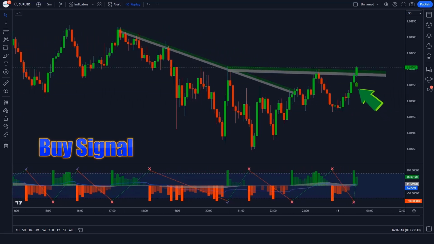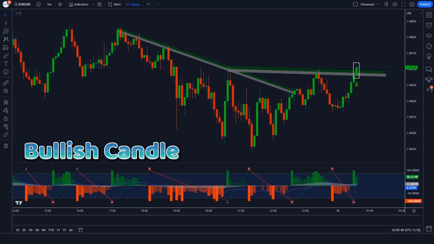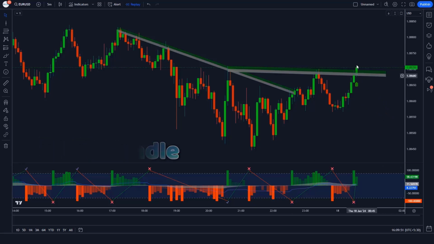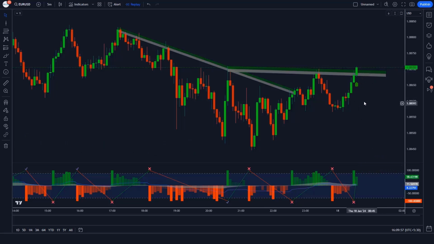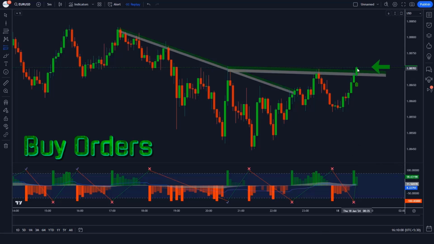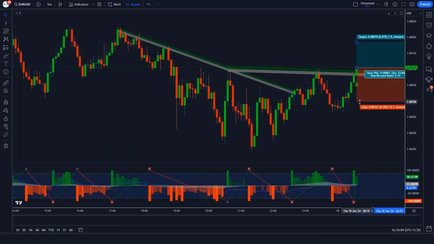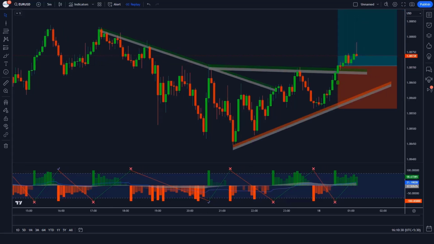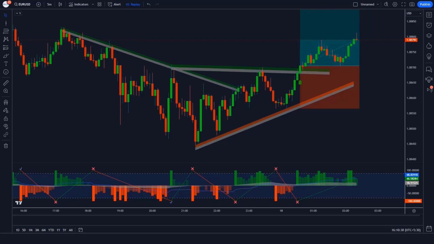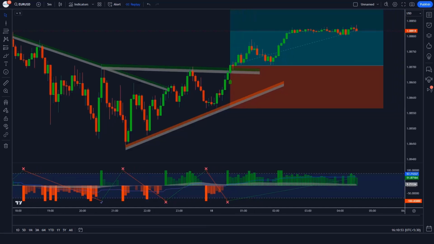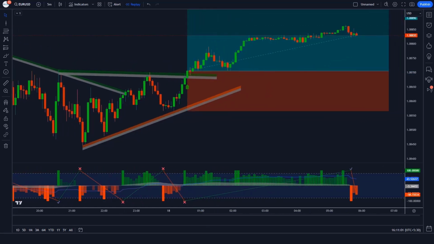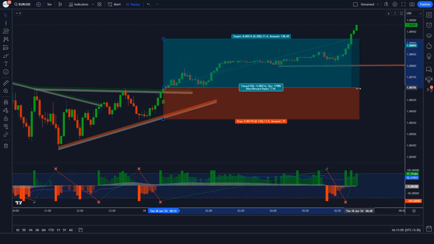The trendline breakouts indicator gives us buy signals. The market has made a bullish candle to give confirmation. And the histogram of the Super Trend Oscillator indicator is a bullish histogram. All these conditions are met, so we will place a buy order. Our stop loss will be placed at the current market's lower low level. And the risk to reward ratio will be 1 to 1.5. The market has completely hit the target.